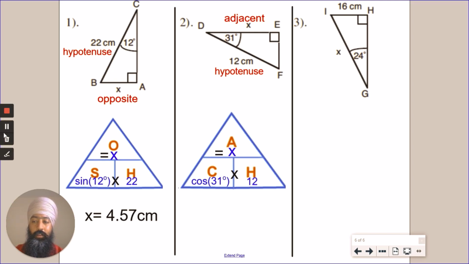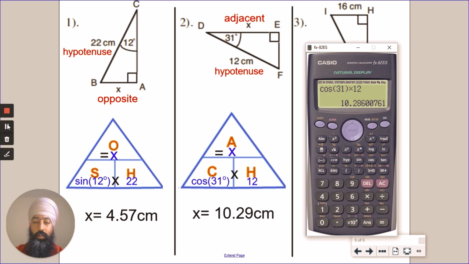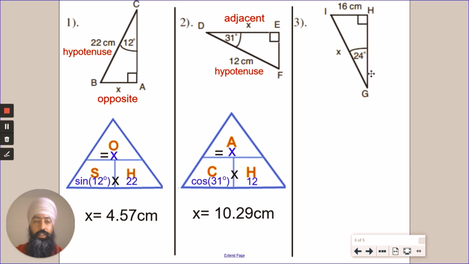to work out our missing length, the adjacent, which is X. Okay, so let's use our calculator. So cos of 31, don't forget the bracket, multiplied by 12 is equal to 10.28607000761. To 2 decimal places, 10.29 will be sufficient. Okay, well done, good. So have a go at question number 3 yourself.